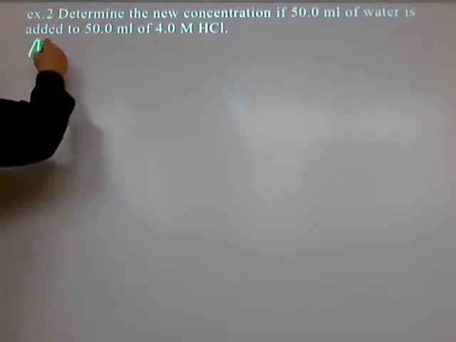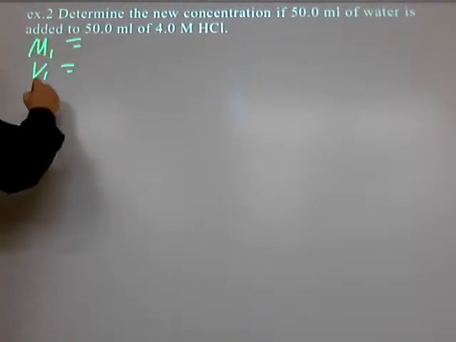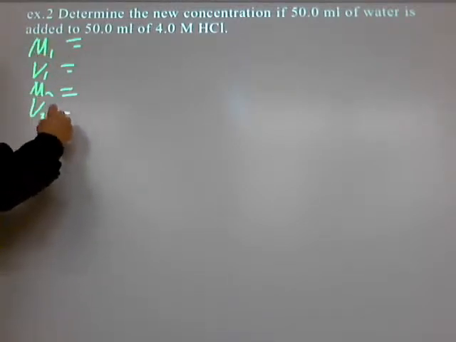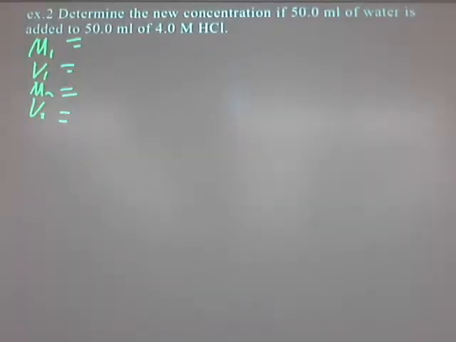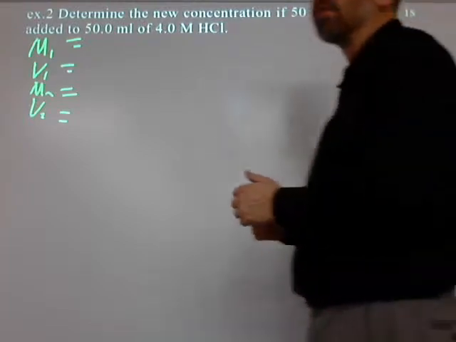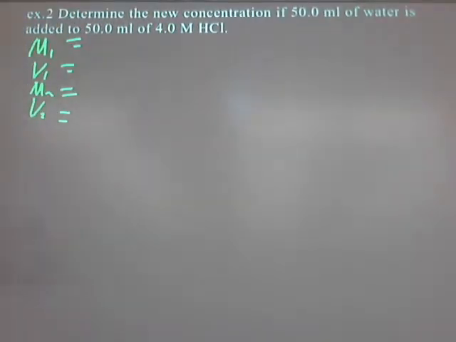Same thing though: M1 equals, V1 equals, M2 equals, V2 equals. You need to be able to pick them out correctly. I will show you the mistakes you're going to make because you're just doing them by plug and chug and not understanding them. What's my initial molarity, first of all? Read carefully. My initial molarity, what is it? Did everybody say 4.0?